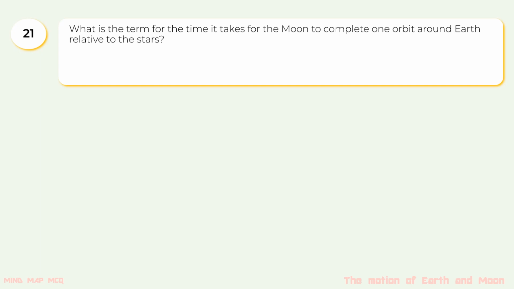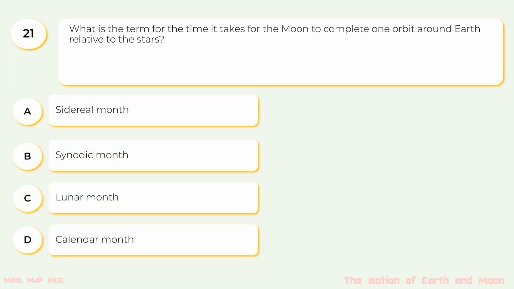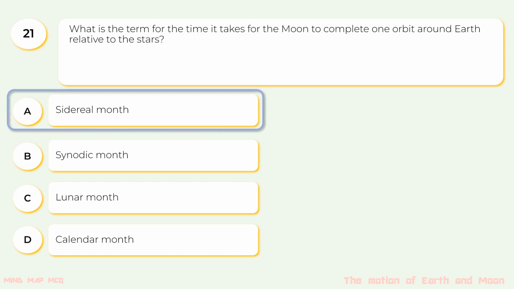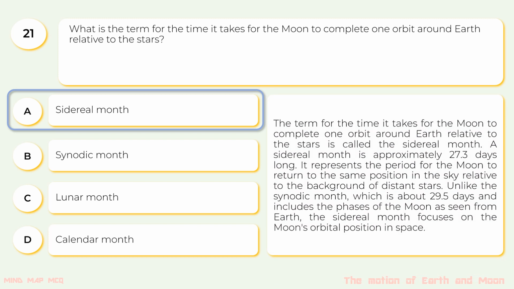21. What is the term for the time it takes for the moon to complete one orbit around Earth relative to the stars? A. A sidereal month, B. Synodic month, C. Lunar month, or D. A calendar month? The correct option is A. Sidereal month. The term for the time it takes for the moon to complete one orbit around Earth relative to the stars is called the sidereal month.